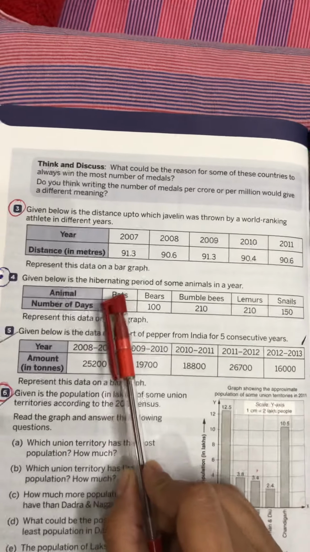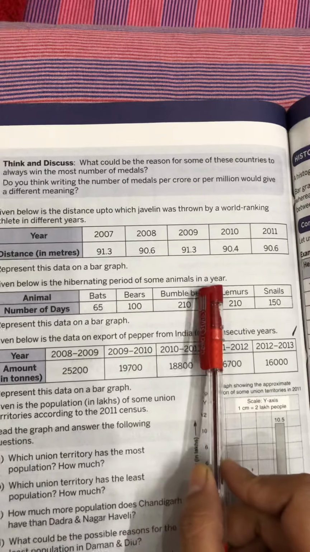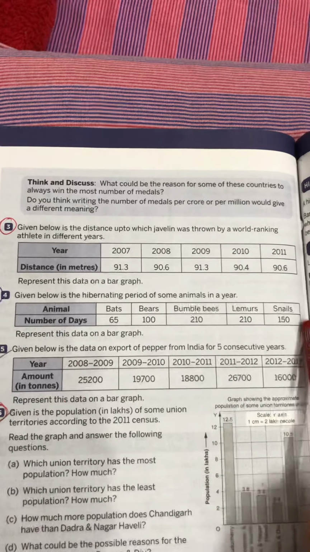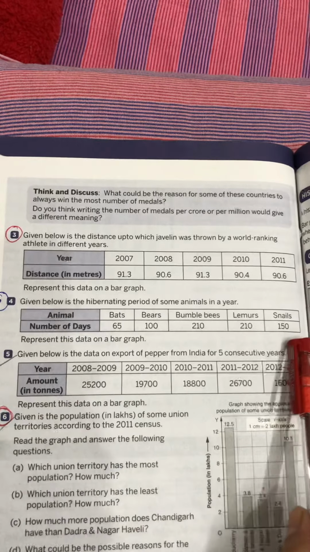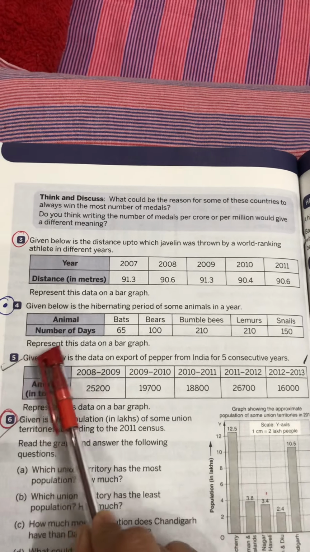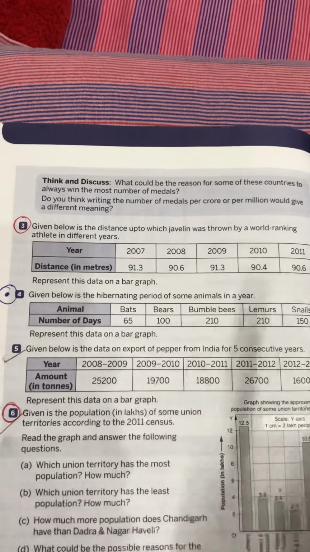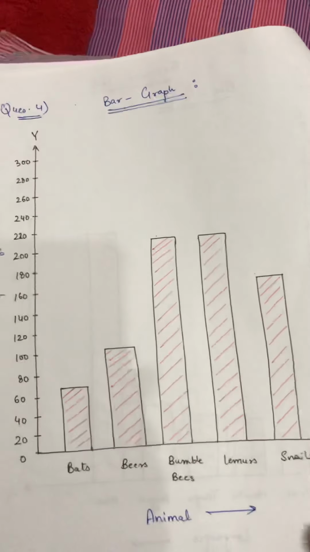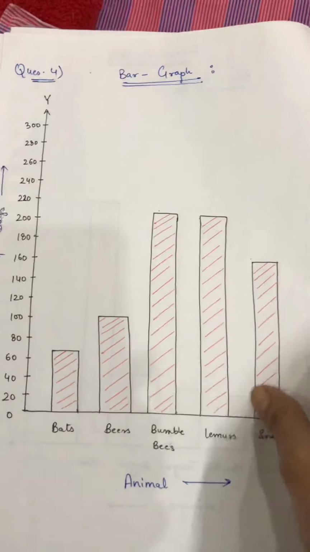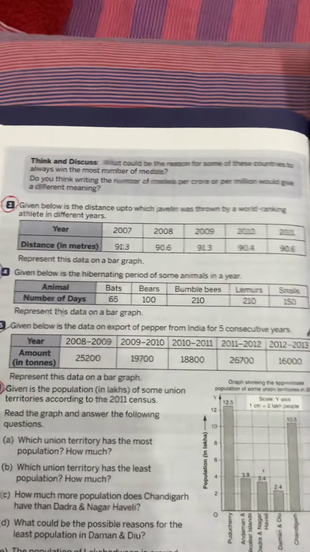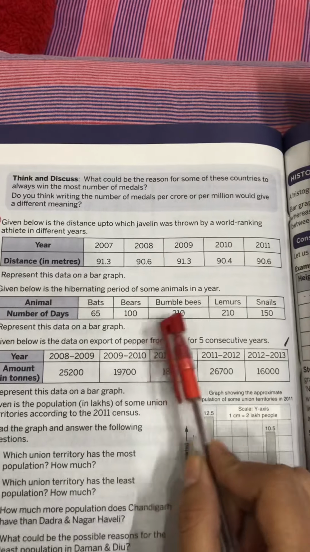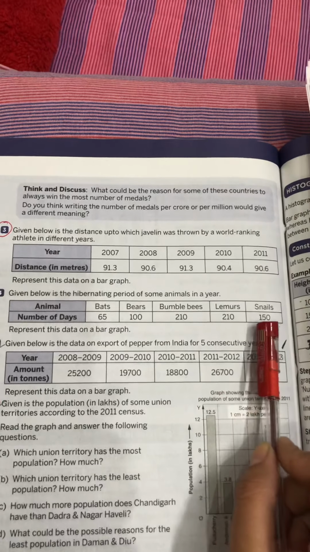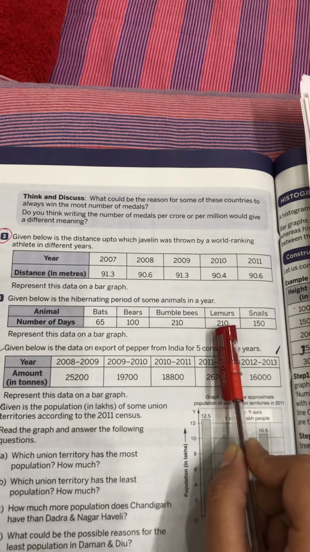After that, the fourth question is here. Given below is the hibernating period of some animals in a year. These are the animals and these are the number of days, and you have to represent this data on a bar graph. So this is your question 4th. I have taken this, see the table once. This is 65, 100, 210, 210 and 150. So the largest value is 210.